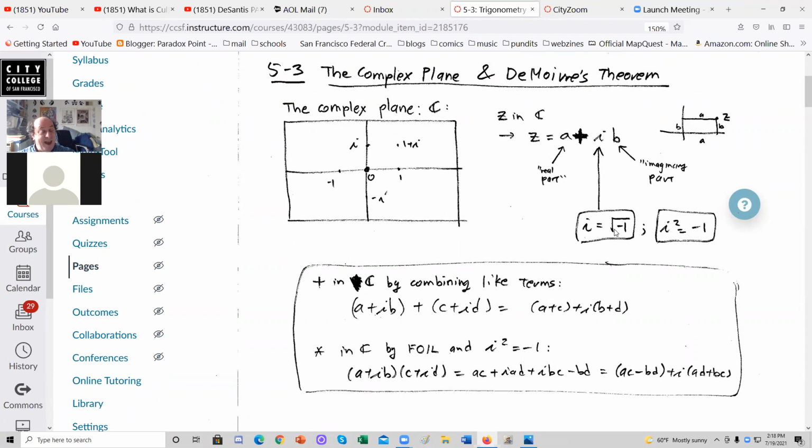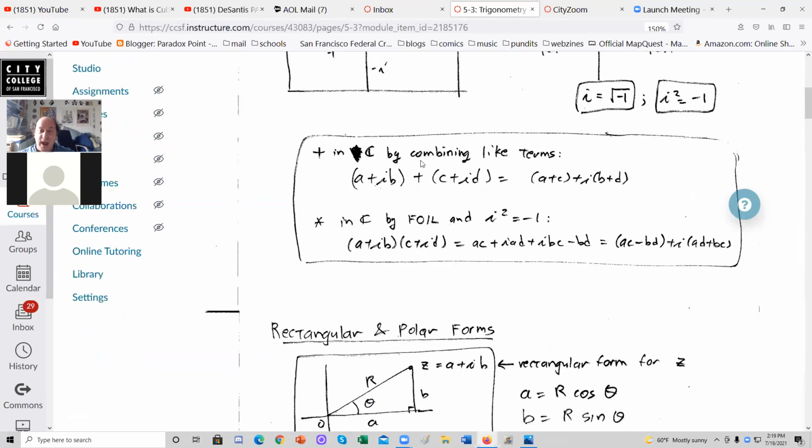Tesla did alternating currents, unlike his mentor and cheater, Thomas Edison. Thomas Edison made all his motors and this and that with direct current. Tesla had the brilliant idea of using alternating current, and it turns out the math for alternating current is complex numbers. All right, so to add in complex numbers, you combine like terms. a plus ib plus c plus id is a plus c plus i times b plus d. You have the real parts and the imaginary parts separately.